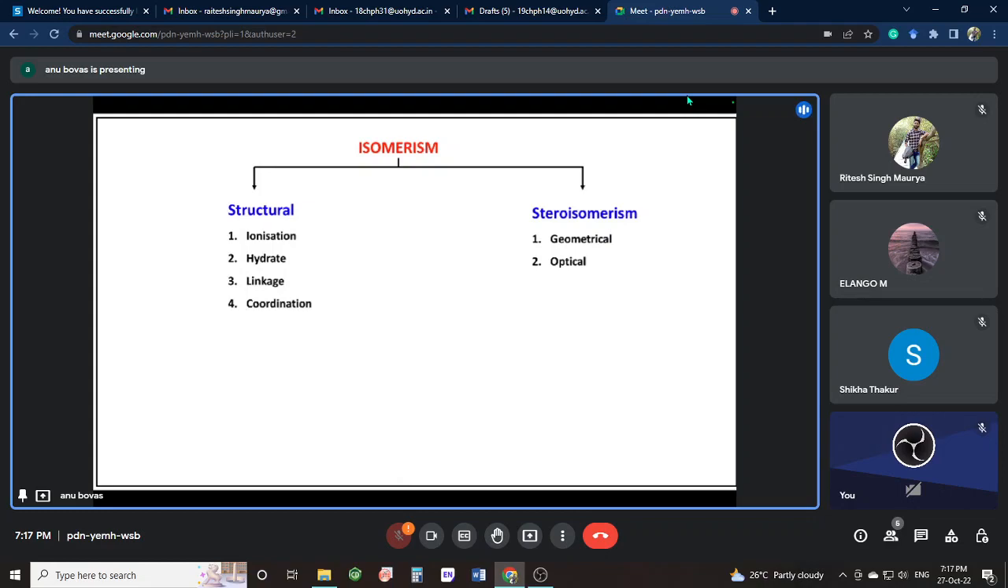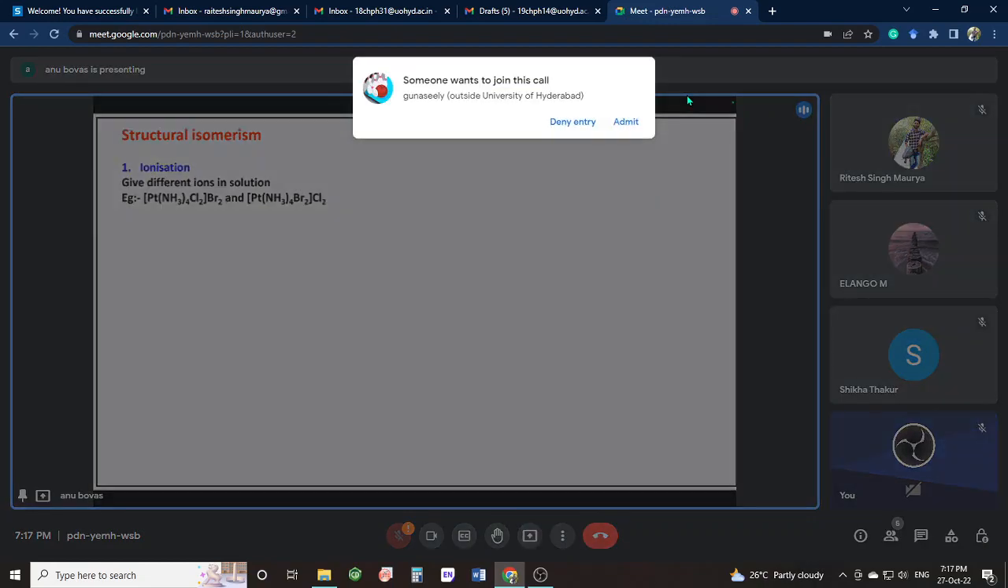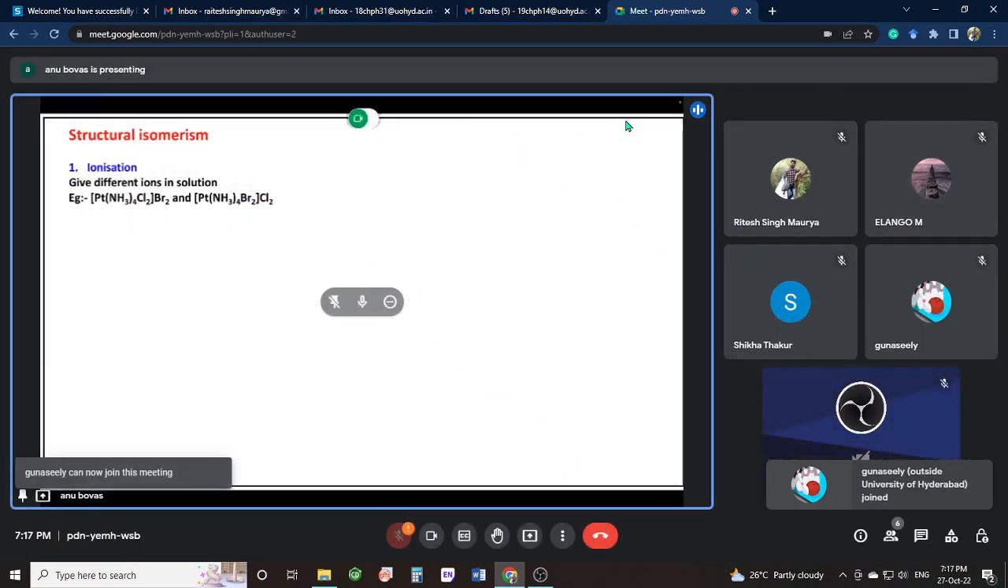Let us learn about one by one separately. So first, structural isomerism. And among that, the first subdivision was ionization isomerism. Ionization isomerism means that compounds will have the same molecular formula but will give different ions in solution. In order to know whether two complexes are ionization isomers, we should know what ions will form in a solution.